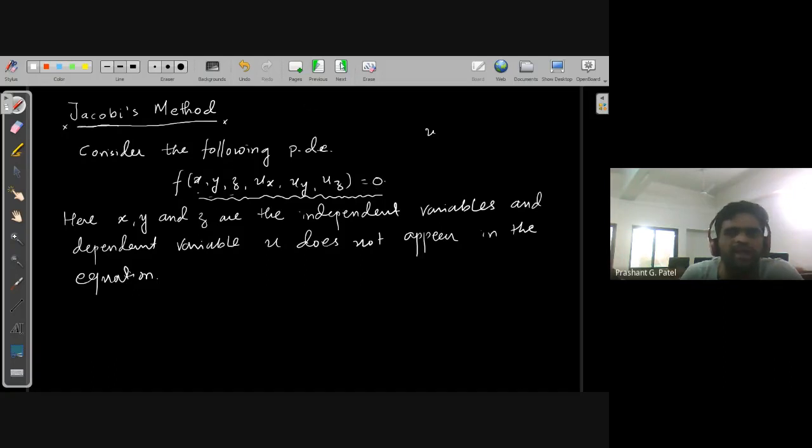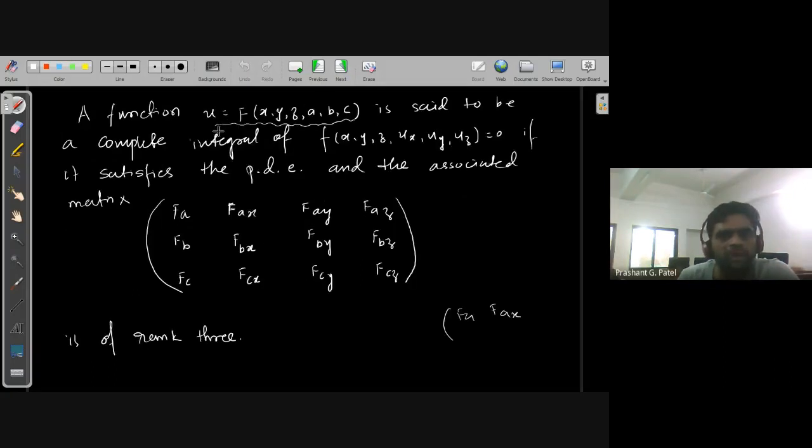We say that a solution for this differential equation is of this form: a capital F of x, y, z, a, b, c, where there are three arbitrary parameters. We can say that this is a complete integral, or complete solution, for this differential equation if it is of rank 3.